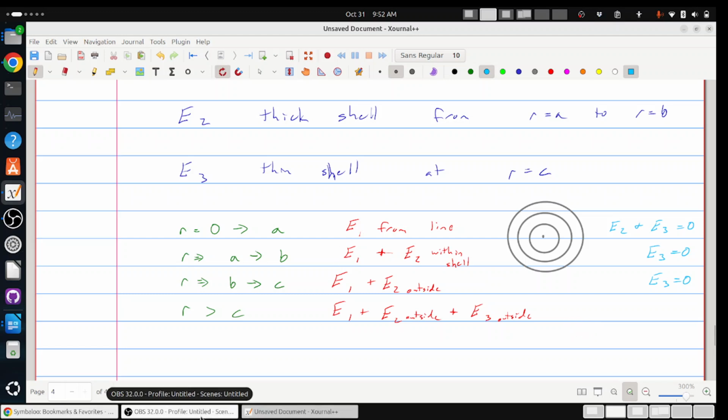So that's going to wrap up my cylinder discussion for applying Gauss's law.